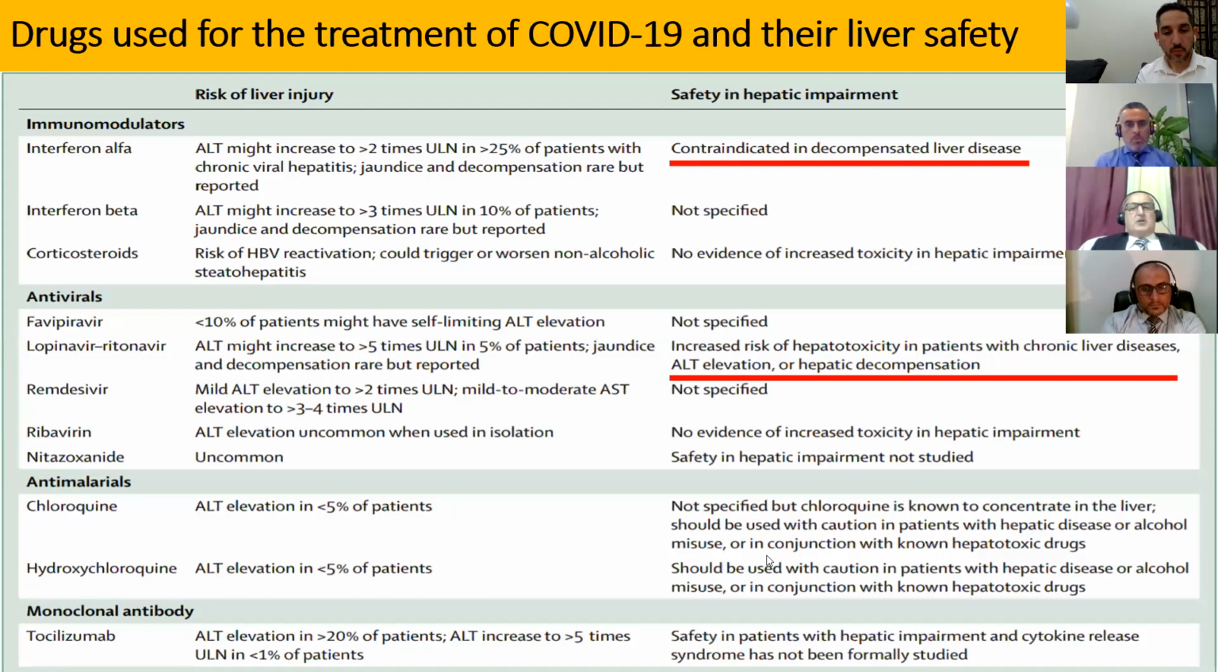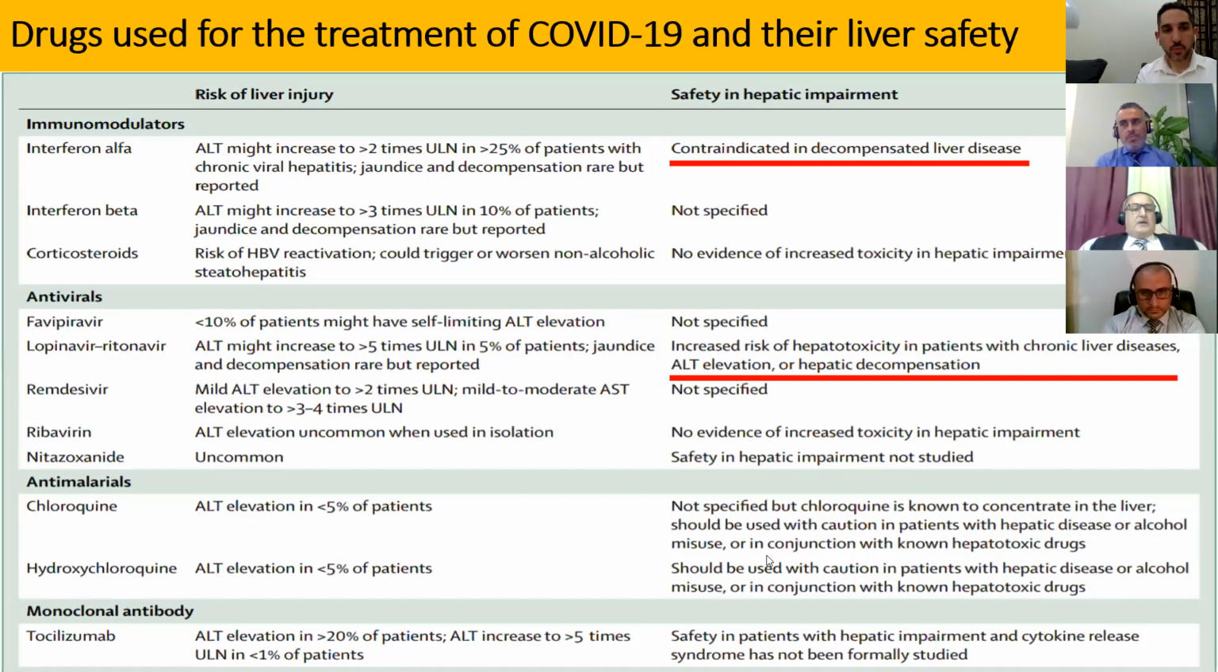For corticosteroids, there is no evidence of increased toxicity in hepatic impairment, so we can use it safely. For favipiravir, again, it is not specified. And for Kaletra, there is an increase in those with chronic liver disease. The liver enzymes should be monitored. For remdesivir, again, it is not specified, but if the ALT is more than 5 times normal, it should be stopped.